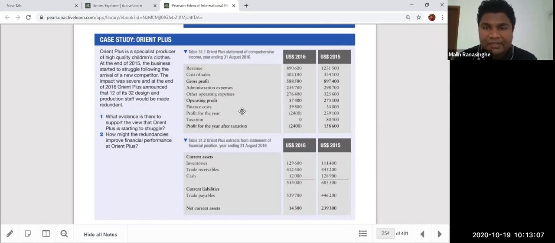At the end of 2016, after one year, Orient Plus announced that 12 of its 32 design and production staff would be made redundant. That means they are going to reduce the staff from 32 to 20. That is a kind of strategy. You can make people redundant if you are making a loss, or sometimes if you want to reduce your administration costs.